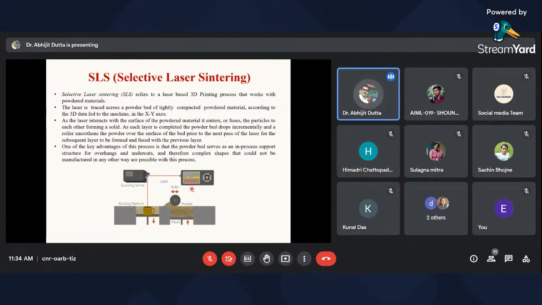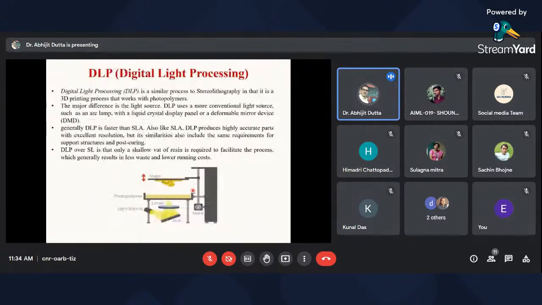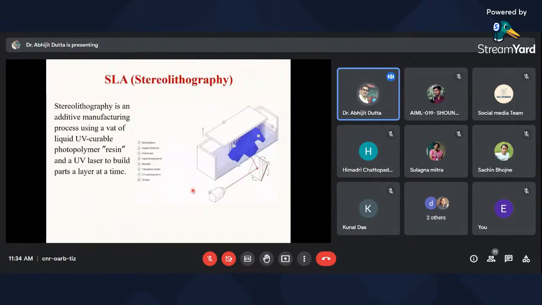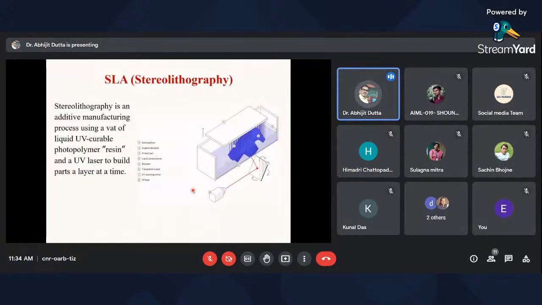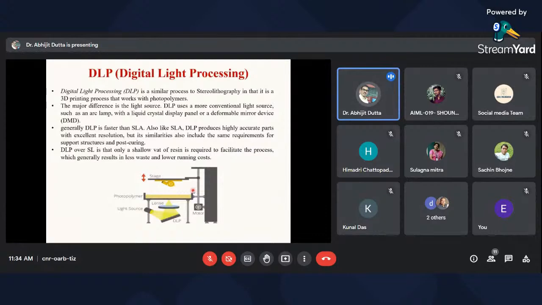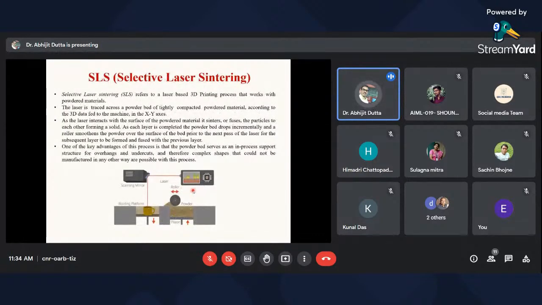These two, stereolithography and selective laser sintering, are very important. Stereolithography and digital light processing are used in biomedical applications, whereas selective laser sintering is mostly used in the automobile industry.